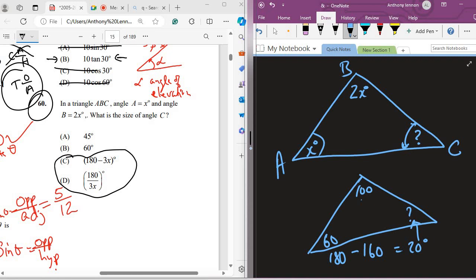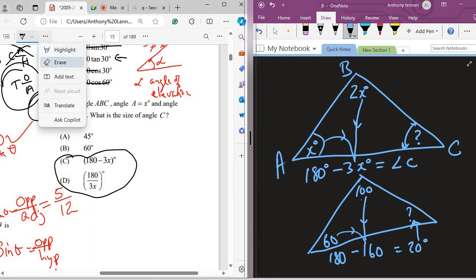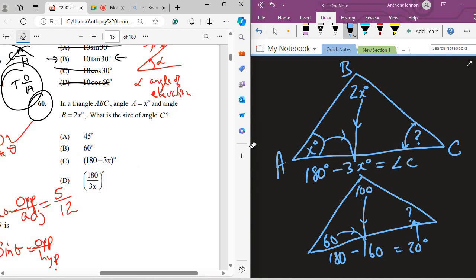So we're going to do the same thing here. To get the 160, we added the 60 plus the 100, right? So the same thing we're going to do: we're going to add x and 2x. What's x plus 2x? 3x. And that's the sum of the two angles. When we get that sum, we take it away from 180 to get the remaining amount, which will give us angle C. So the answer, like you said, is going to be C.